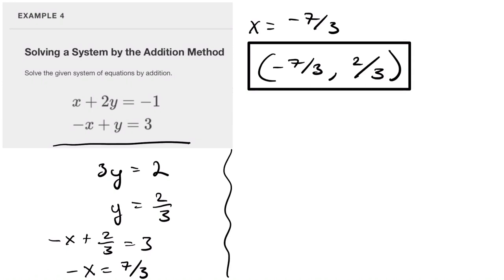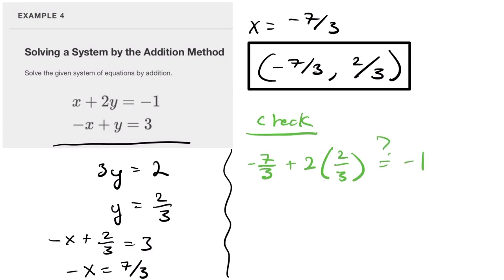We should check it. I'm just being lazy. Let's check. So -7/3 plus 2 times 2/3, does that equal -1? That's a -7 plus 4, which is -3/3. Does that equal -1? Yeah. -1 equals -1.